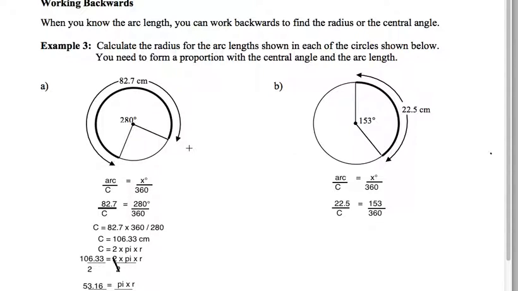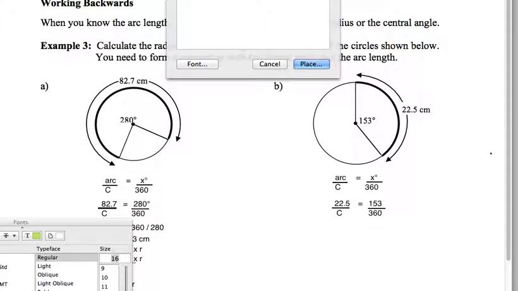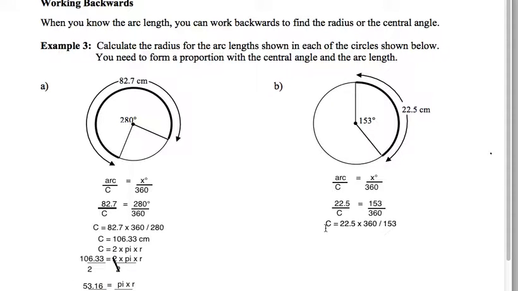Okay. Once I've got this set up, you guys know what the next step is going to be. I'm going to say this times this divided by this gives me that. That's the fish method, right? I start opposite the C because that's the thing I'm looking for. And I do 22.5 times 360 divided by 153 equals my circumference. My circumference equals 22.5 times 360 divided by 153. That'll give me my circumference.